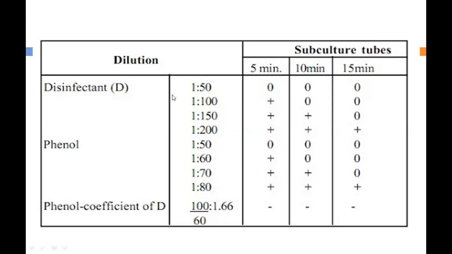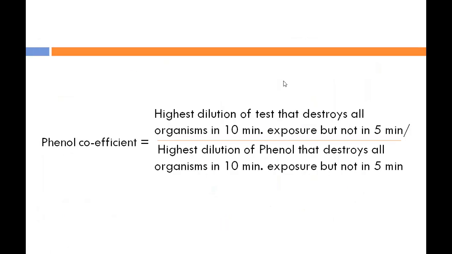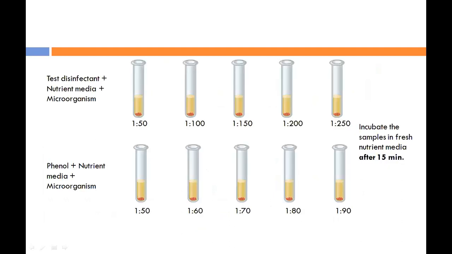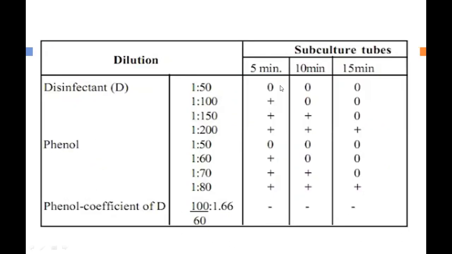So what does the formula say? Again, the highest dilution of the test disinfectant, that is Lysol here, that destroys all organisms in 10 minutes but not in 5 minutes. Here, if we observe, 0 means no growth. So in the 1:50 dilution, the first concentration, all the organisms are killed. The second dilution is destroying all the organisms in 10 minutes; in 10 minutes there is no growth. So it is destroying all the organisms in 10 minutes, but not in 5 minutes.